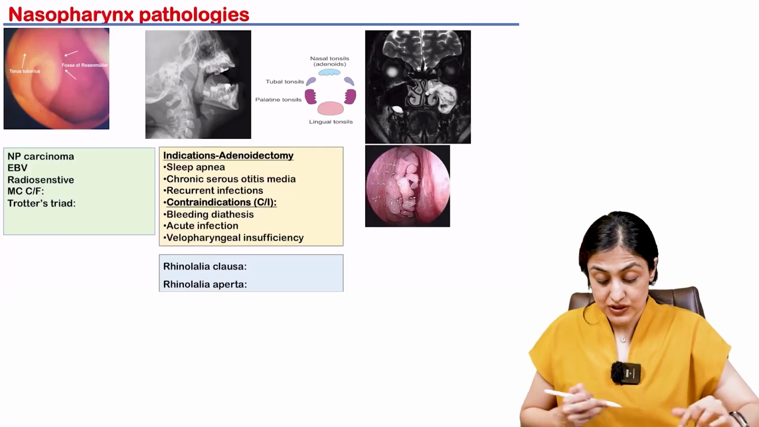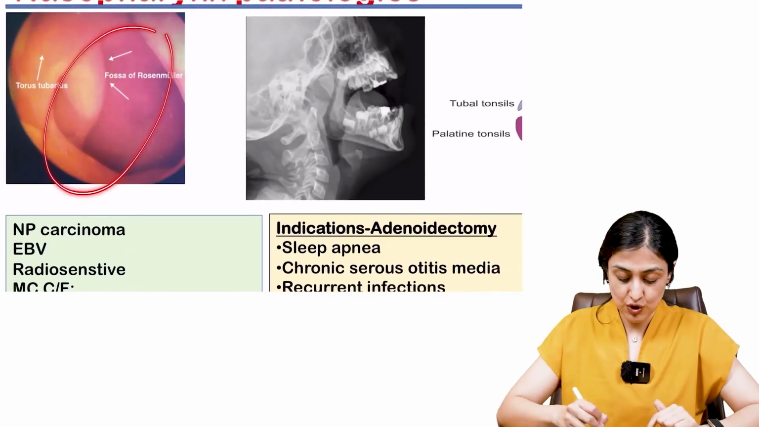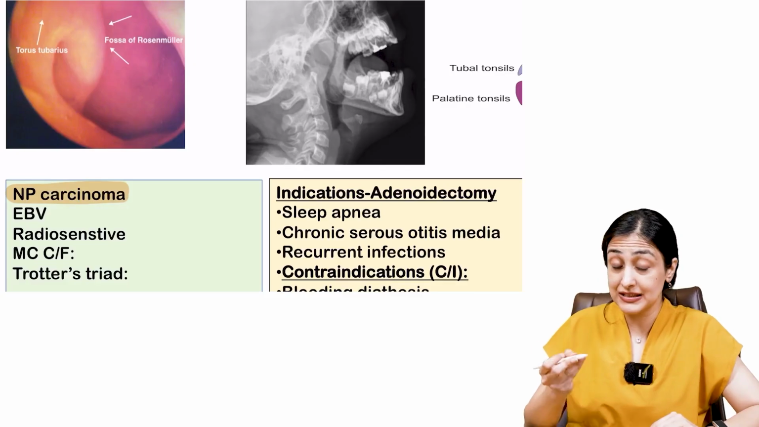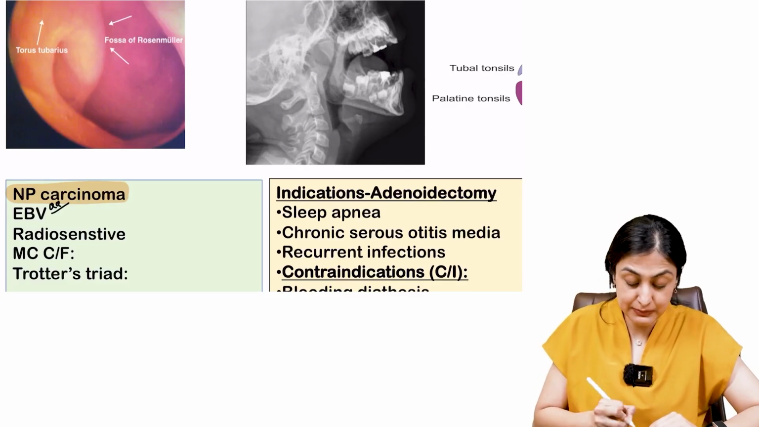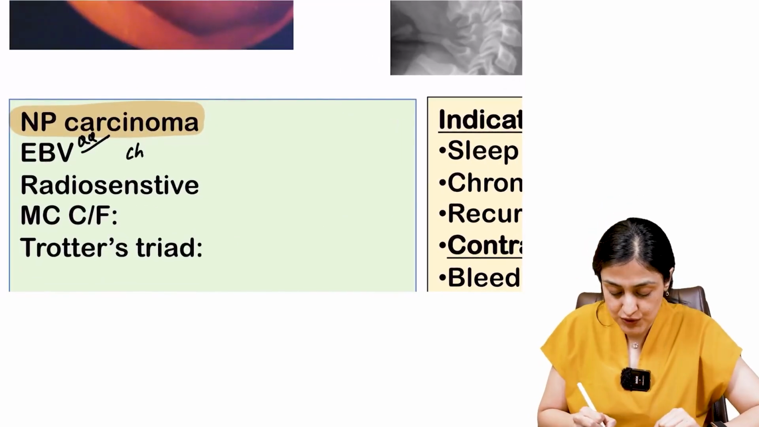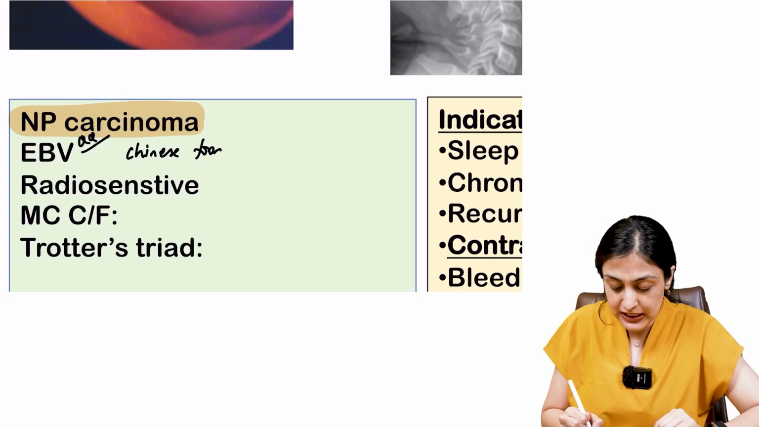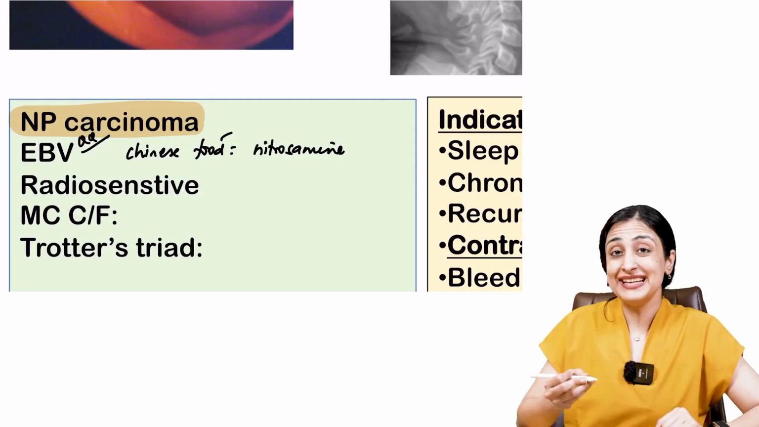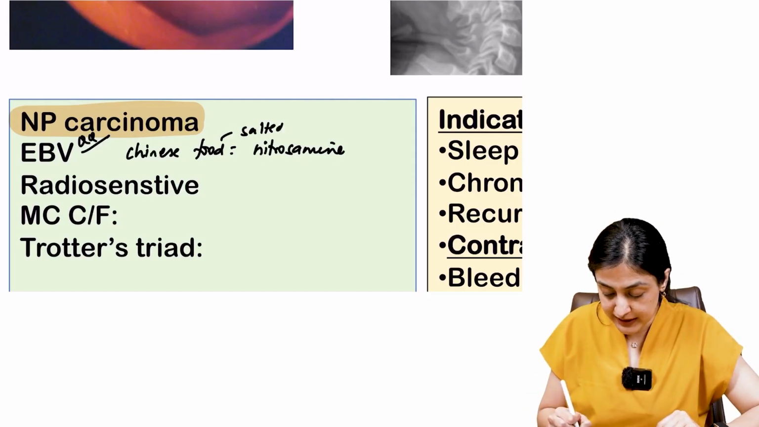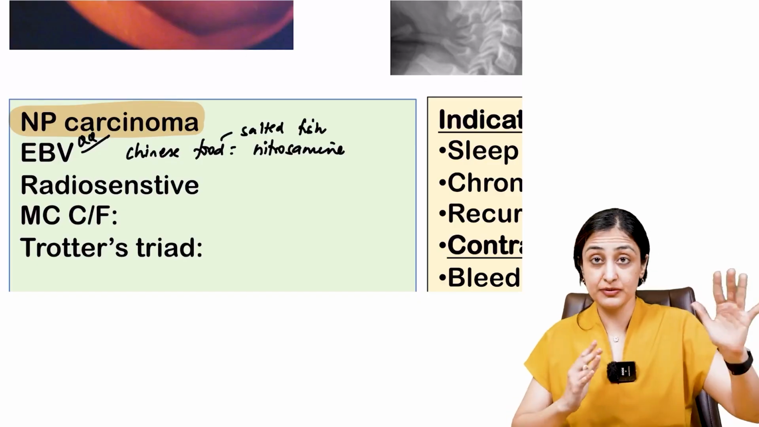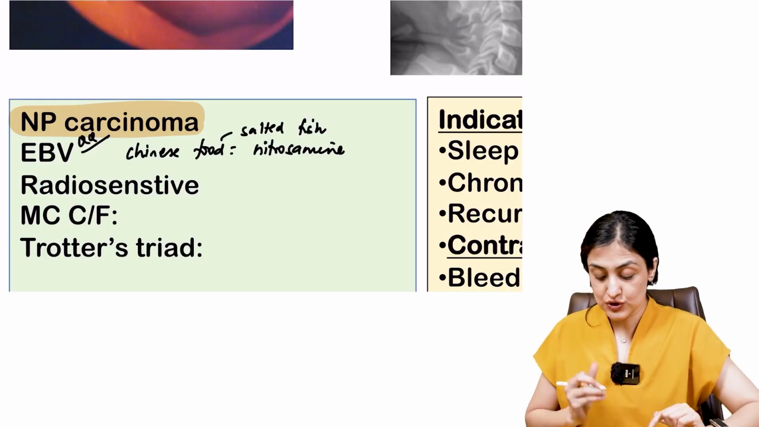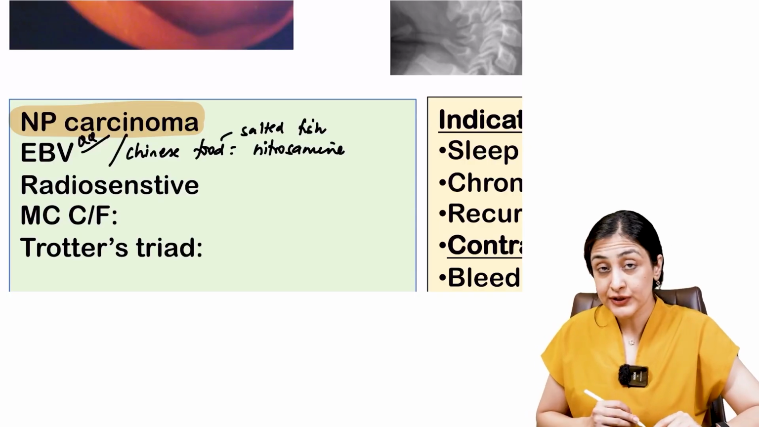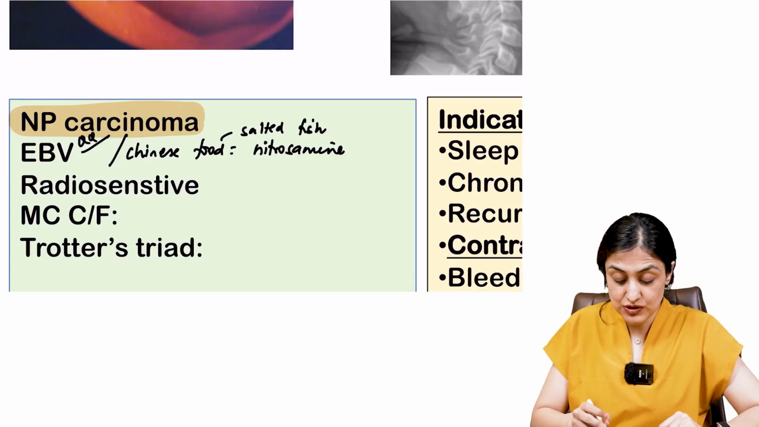Talking further about some more abnormalities. First we talk about very important NPCA, nasopharyngeal carcinoma, which happens in the elderly. It's linked with EBV, very important. In addition, it is also linked with Chinese food, which has high nitrosamine. Not just Chinese food, basically any salted fish in the diet, happens more in the Asian part, right? China and Japan. So salted fish consumption has also been linked with NPCA. It is quite radiosensitive, so radiotherapy can be used in the treatment.